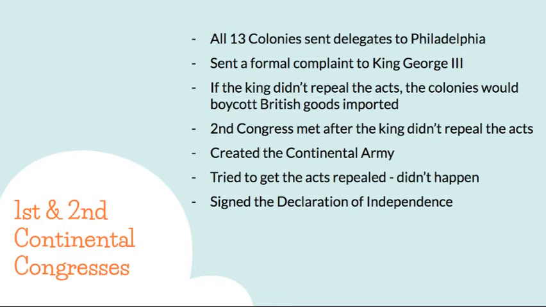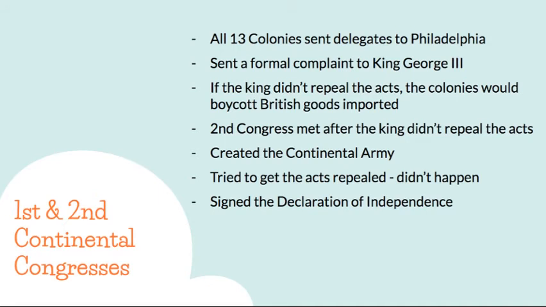So the colonies said that if the king did not repeal the acts or take them away, the colonies would boycott British goods imported to the colonies, meaning the companies bringing goods to the colonists weren't being bought and were not making money. And King George did not repeal the Intolerable Acts. He was angry at the colonists. How dare they defy me and go against my government?